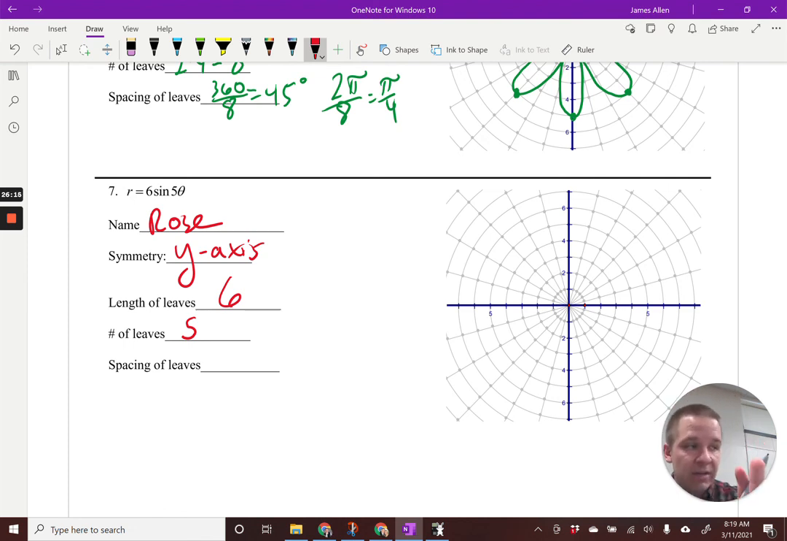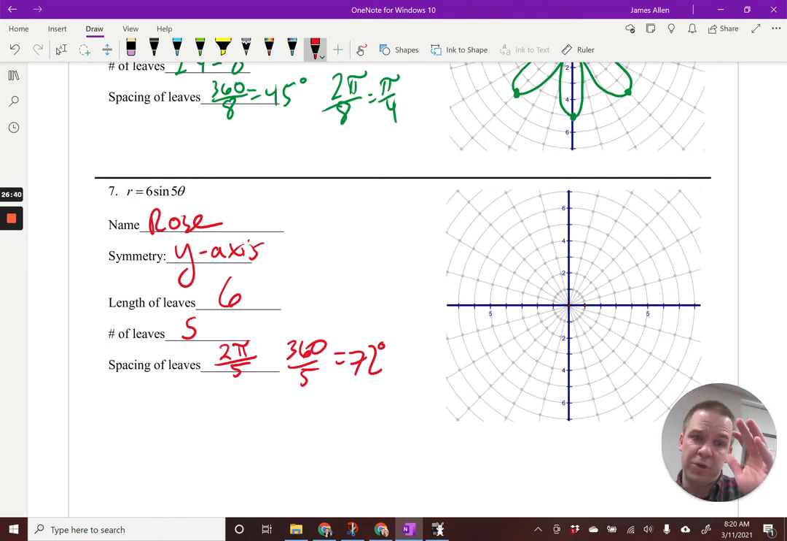So if we've got 5 leaves, then the spacing of those leaves is going to be either 360 divided by 5 or 2 pi divided by 5. 2 pi over 5 is awful, so let's take a look at 360 divided by 5 as well. That's 72 degrees. I feel like that's a little more manageable as far as a visual of what's going on. Now, with sine, we have y-axis symmetry.